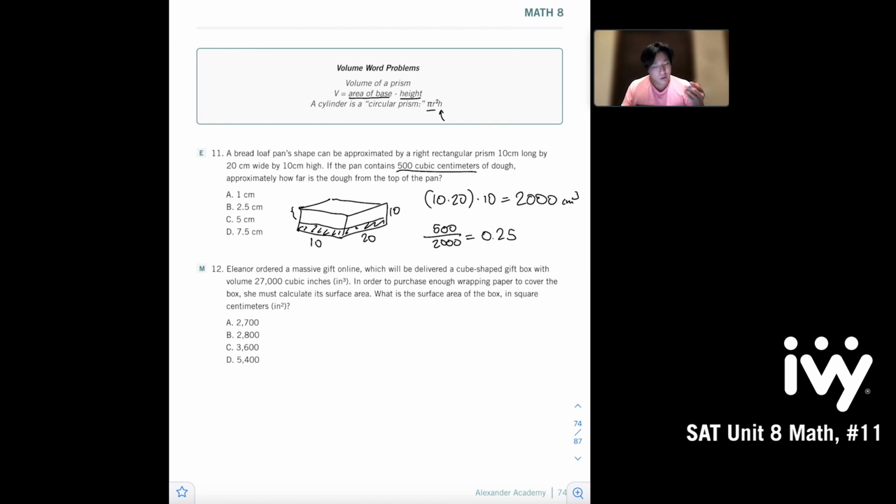So it means we are still 3/4 of the way from the top of the pan. So the dough is still 3/4 of the height from the top of the pan, which means 3/4 of 10 centimeters is of course 7.5 centimeters, or answer choice D.